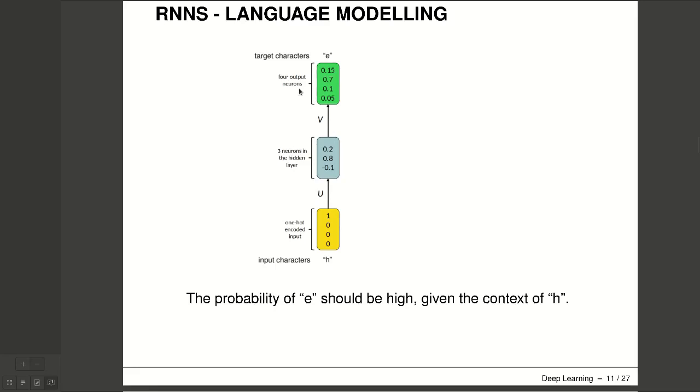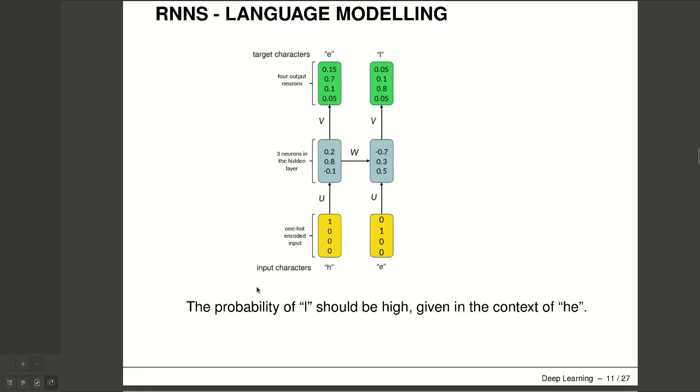These parameters, from the hidden layer and also the output layer, are learnable, and they can be learned during the training process. Then our target is E when we have H as an input. Similarly, for the next character, we have H and E as an input. We need to first create the one-hot encoded input.